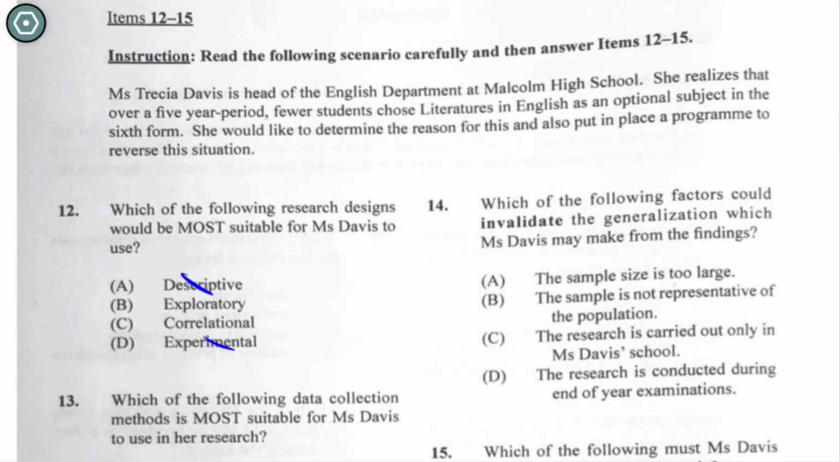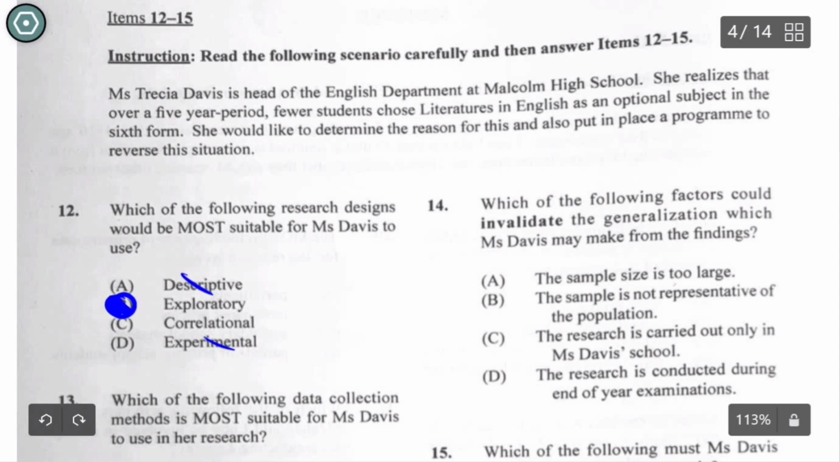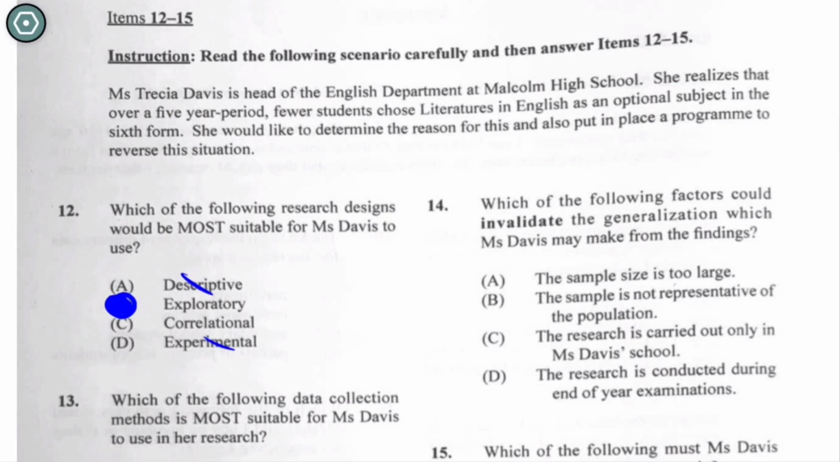Now, the exploratory is where you conduct research based on a problem that's not clearly defined, and thus you will use this research design to come up with methods of data collection, sampling. So basically, would you use questionnaires, interviews? How would you go about doing this research? So that's the best answer, I think, for number 12.